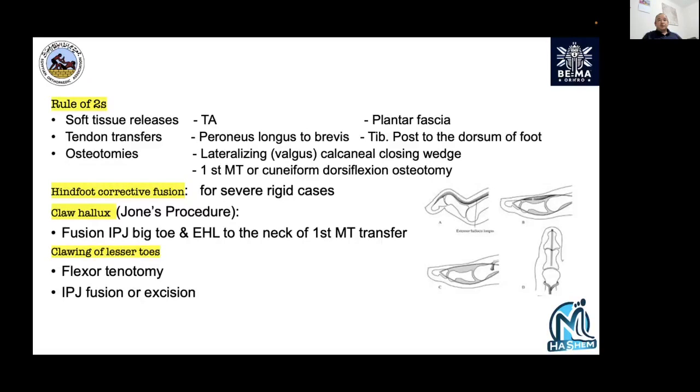the tib post. Otherwise, it is to weaken the inverter by moving the tib post from a position of inversion to the dorsum of the foot to be a weaker inverter, and to balance the weak peroneus brevis.